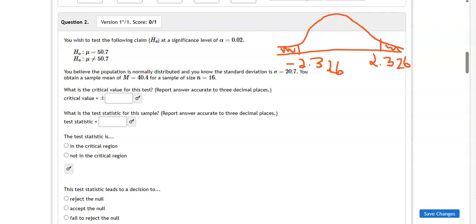Okay, so let's go ahead and do the test statistic. So that's like our z-score. We're going to do our sample mean, which is 40.4.